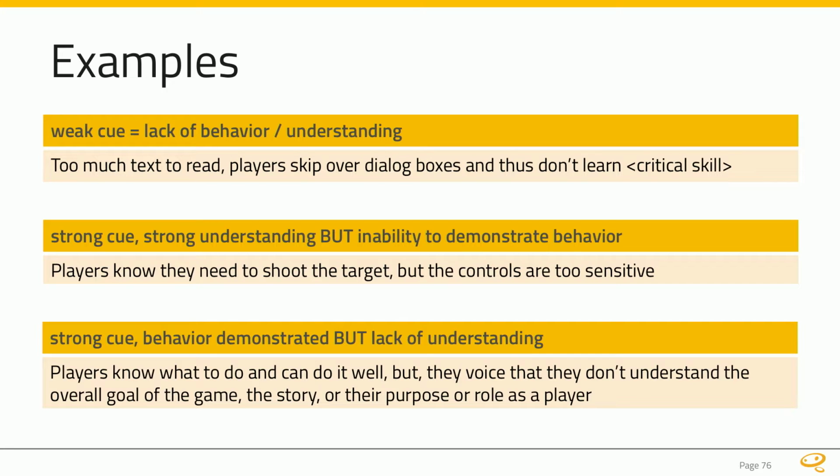You can provide both a high-level conclusion along with a detailed conclusion, so your team can get the big picture. For example, on a high level, the team knows that weak cues are causing misbehaviors. But more specifically, you can point out that there's too much text to read, and thus players skip over dialogue boxes, thus they don't learn a critical skill.